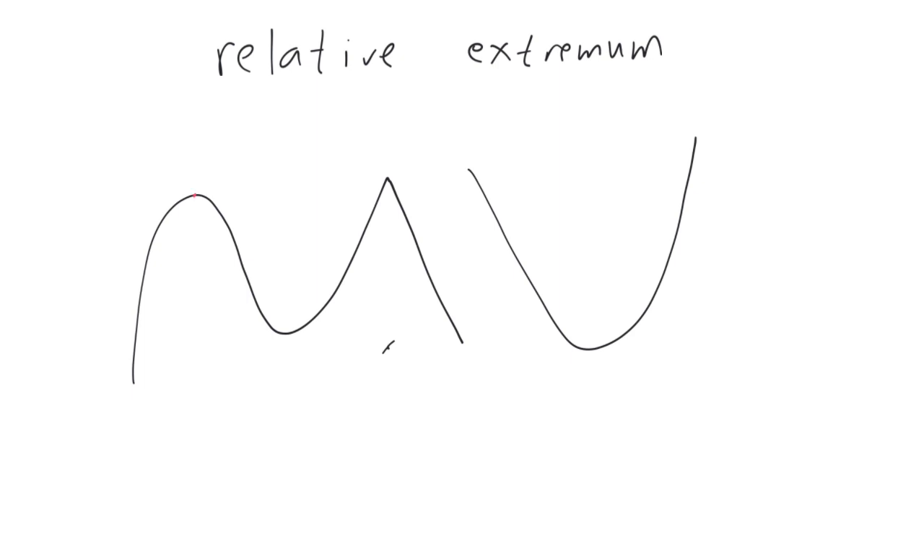So like right here, that is a maximum, because if I were to look at just some little window right here, that's a maximum. Likewise, this one's a maximum, because if I look in some small window, that's a maximum. But there are minimums as well. So say right here, that's a minimum. And we have another one over here.